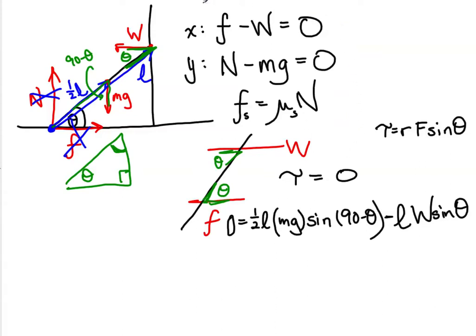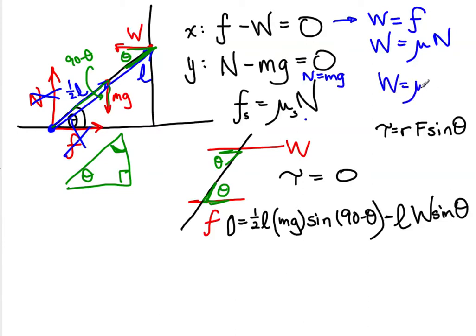Now's the time I'm going to go back and use these force equations to figure out what the wall force is. So this first equation tells me that the wall force is equal to friction. This equation tells me that friction is equal to mu times the normal force. This equation says that the normal force equals mg. So that tells me that the wall force is equal to mu mg. That's going to be useful. I'm going to take this and put it in there.